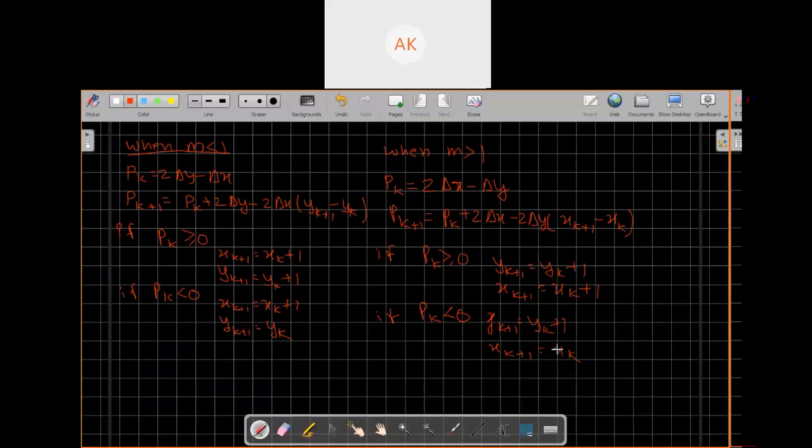So when your slope is less than 1, you derive the equation, and when your slope is greater than 1, just change the values of x and y, meaning interchange these values.